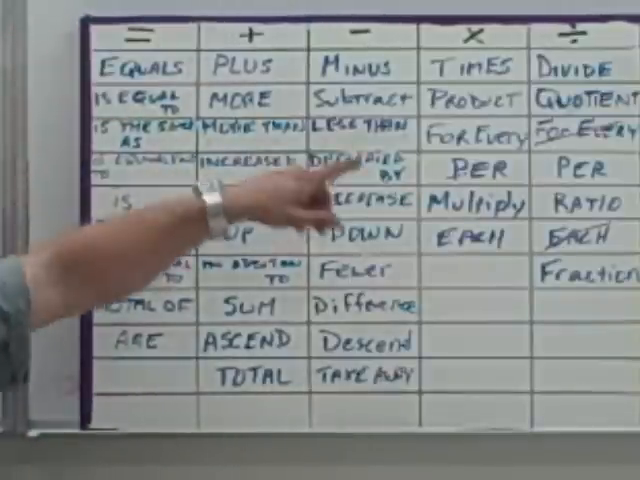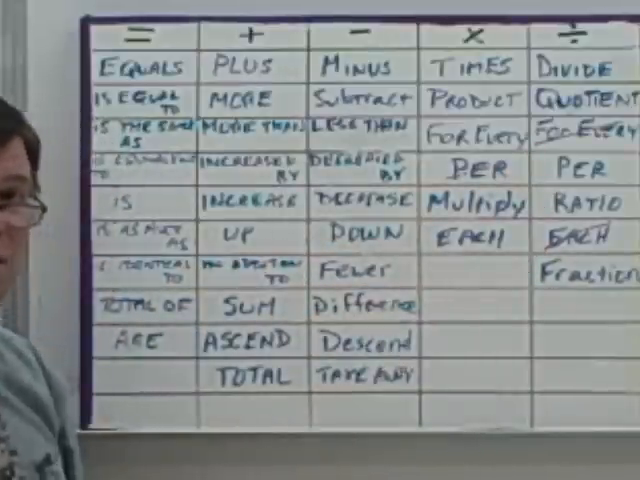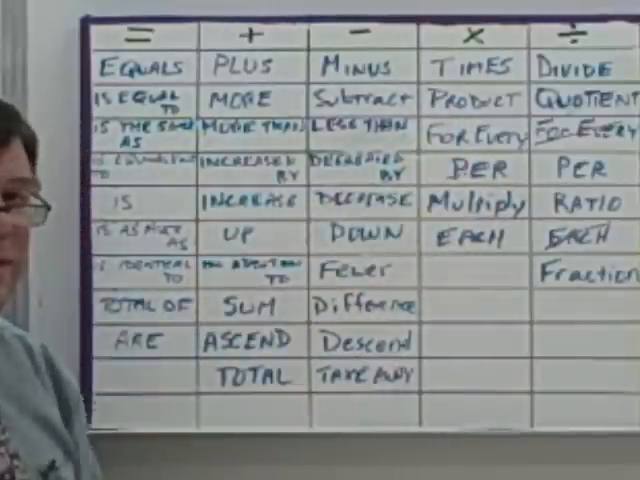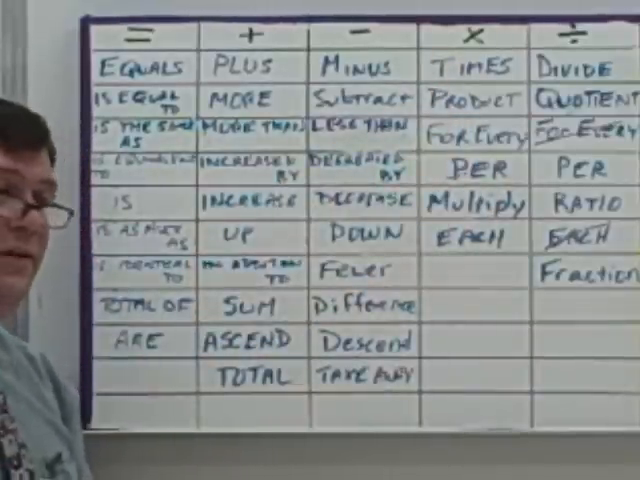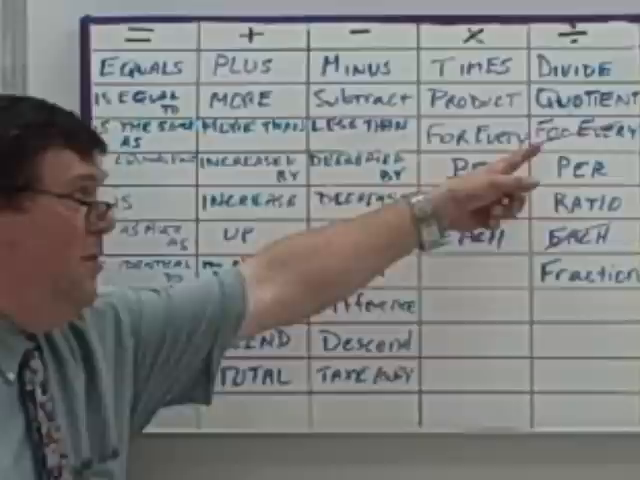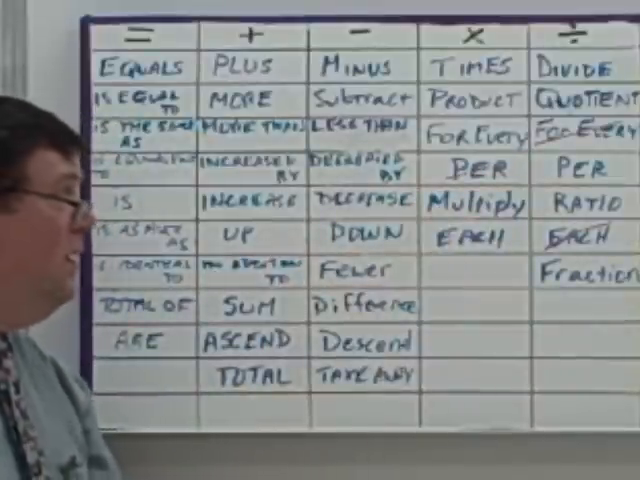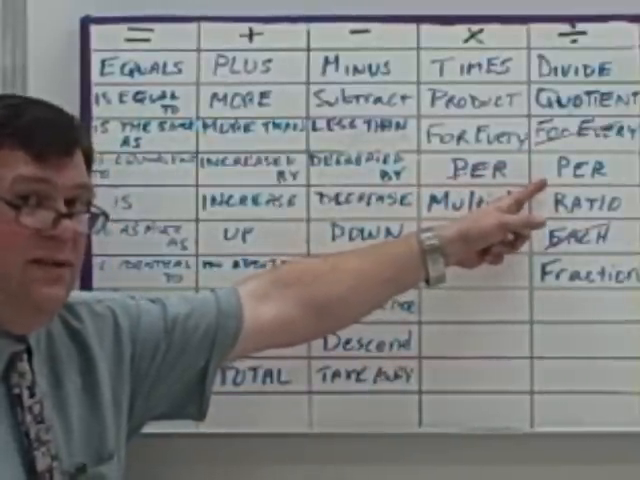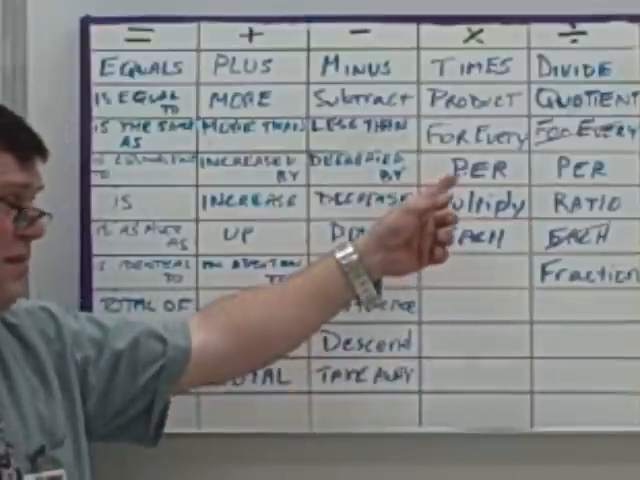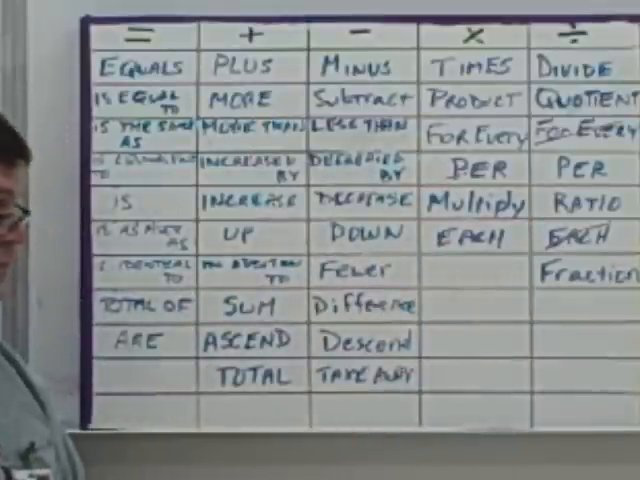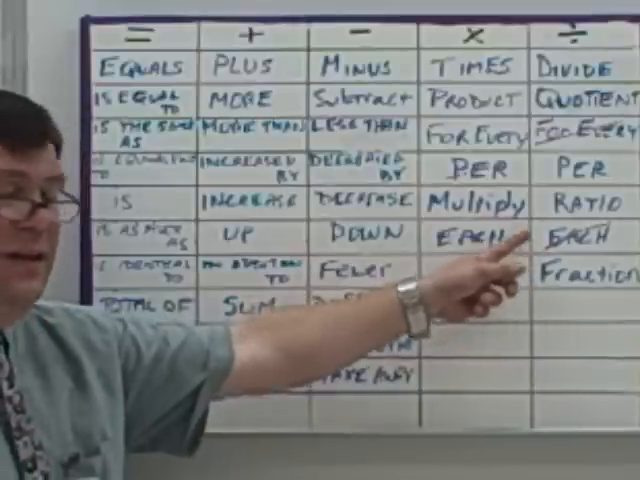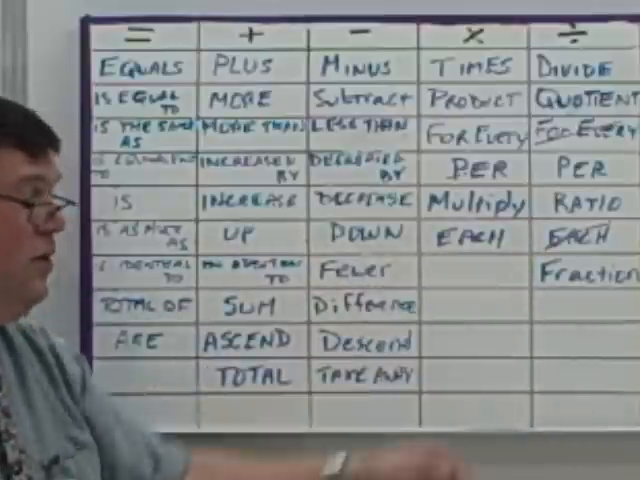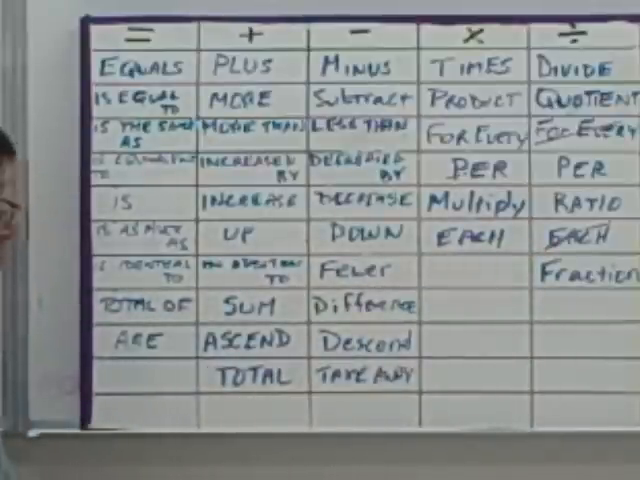I'll be moving on. I do want to mention that the red slashes are here for a reason. The word for every is most likely meaning multiply. But occasionally, if you're given extra information, you might have to divide to solve. Per is usually an indication of division. But sometimes with the extra information, you have to multiply to solve. With each, it usually means multiply, but occasionally with extra information, you will need to divide to solve the problem.